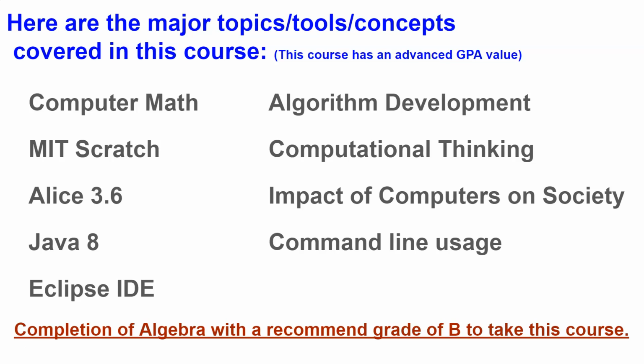Here are the major topics, tools, and concepts covered in this course. This course has an advanced GPA value. Computer Math, MIT Scratch, Alice 3.6, Java 8, Eclipse IDE, Algorithmic Development, Computational Thinking, Impact of Computers on Society, and Command Line Usage. Completion of Algebra with a recommended grade of B to take this course.